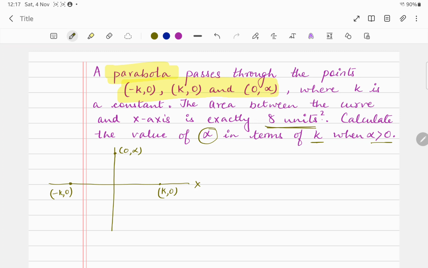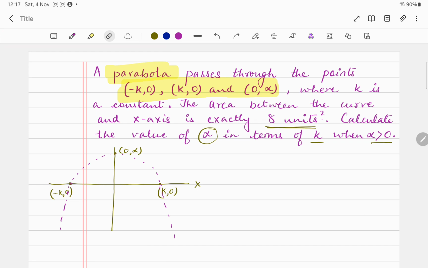If we join them together, we will be able to form a parabola. So let us suppose this is our parabola. It's not that neat, but that's all right, it will do the job.